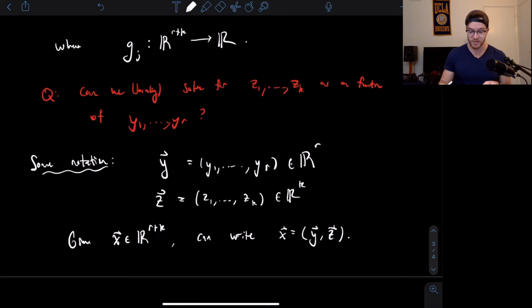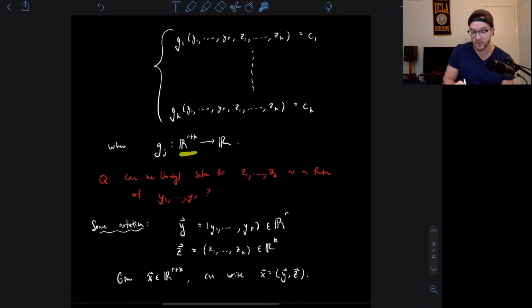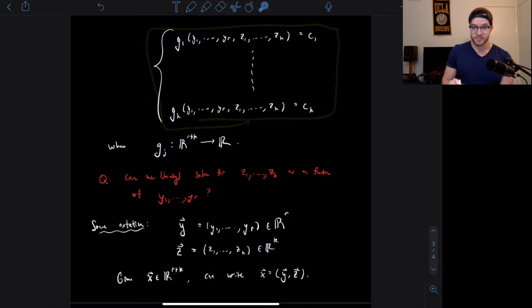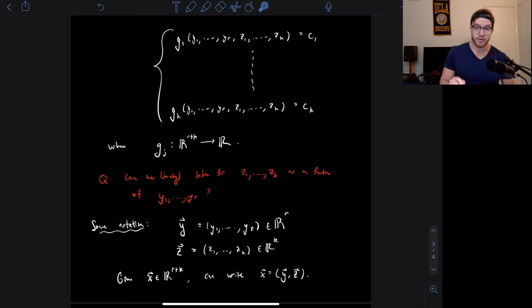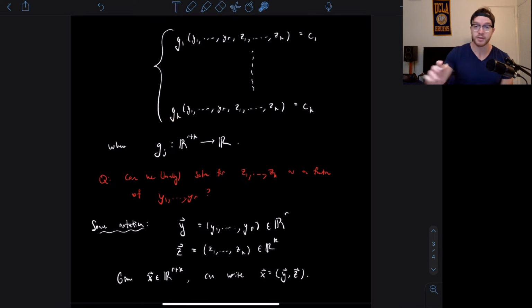The next simplification that we can make is with these g functions. So I have k g functions. Each of these functions eats r plus k variables and spits out a number. And altogether, that gives me a system of equations. What I'm going to do is I'm going to write down a new function that I'll just call g, which uses all of these. In particular, I can think about each of these scalar valued functions as being the component functions to a vector valued function. Okay, let me write that down.